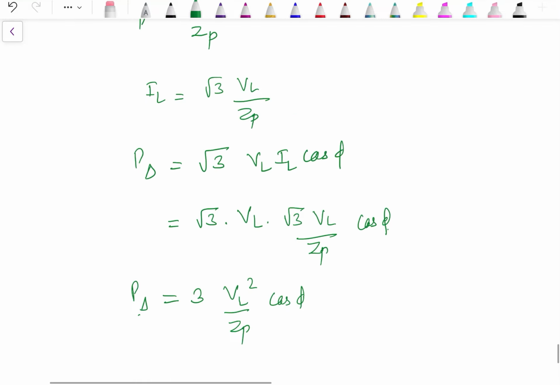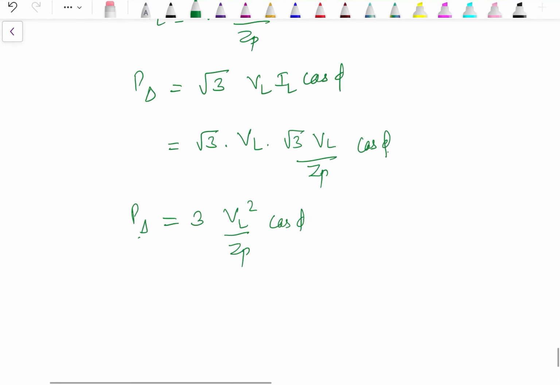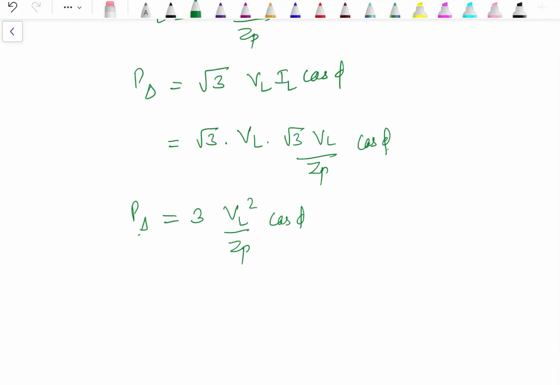So what we see is that in case of star connection, power was VL square upon Zp cos phi, while in case of delta, the same load now connected in delta across the same supply consumes 3 times the power consumed in case of star connection. So power consumed in delta is 3 times the power consumed in star connection.